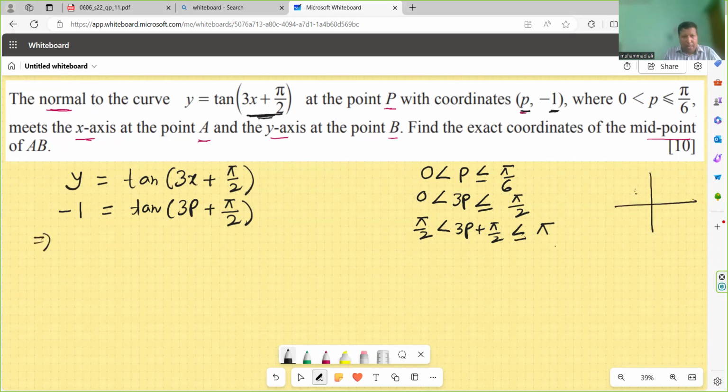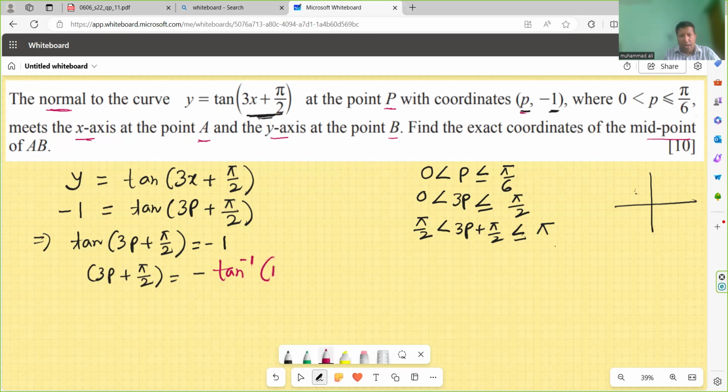Now, tan(3p plus pi by 2) equals minus 1. So 3p plus pi by 2 equals tan inverse of minus 1. Tan inverse 1 means pi by 4. Now we have to check where tan is negative. Tan is negative in the second quadrant, between pi by 2 and pi.